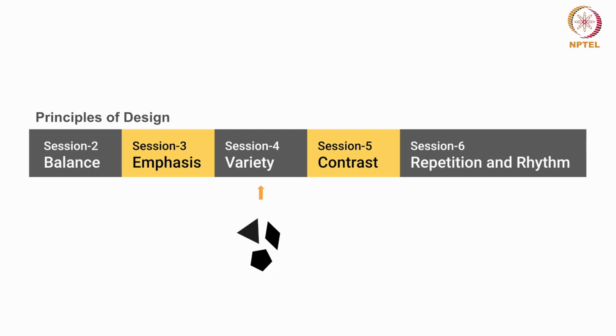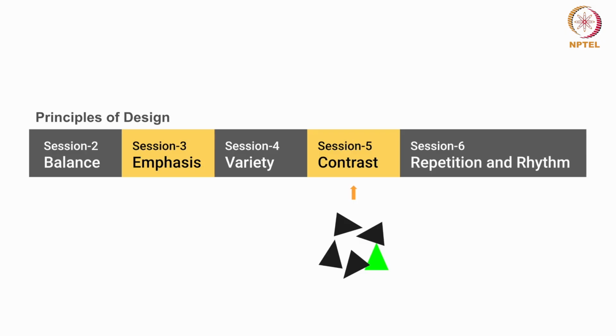Next comes variety. Variety uses different elements and contrasts to add visual interest and to avoid monotony. It keeps a design engaging and dynamic by mixing color, shapes, or texture. In session 5, we'll learn about contrast. Contrast highlights differences between elements such as light versus dark or smooth versus rough. It enhances visual interest and helps elements stand apart.